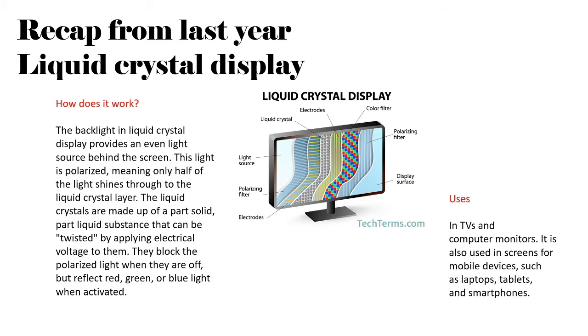how much voltage is going through them, and then it blocks certain colours coming through them, depending on how it twists. And that's what lets you have different colours coming through your TV. So it's actually those liquid crystals that cause the different colours to come through your TV to get a certain picture.